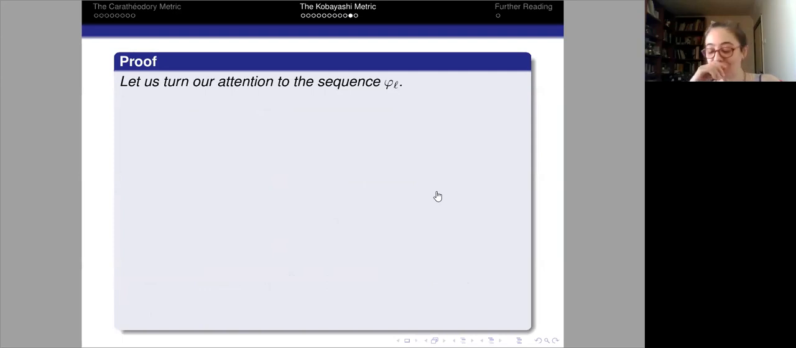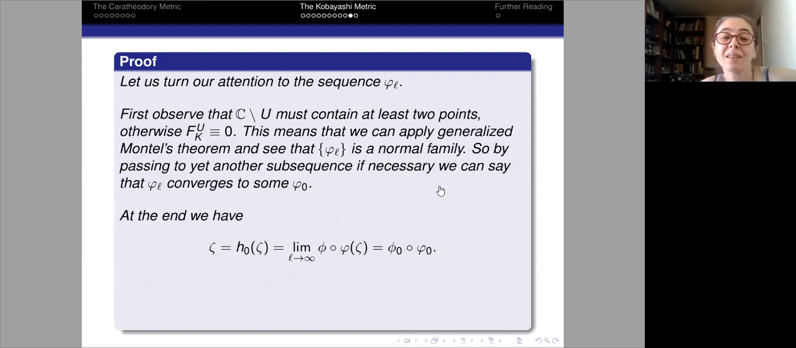So let us turn our attention to the sequence phi L. First, observe that the image of c must contain at least two points. If not, the Kobayashi metric will reduce to zero. This means that we can apply the generalized Montel's theorem, and then we can see that phi L is a normal family. So by passing to yet another subsequence, if necessary, we can say that phi L converges to some phi 0.